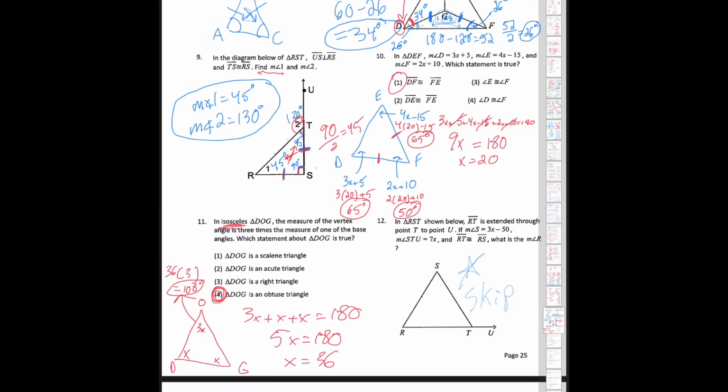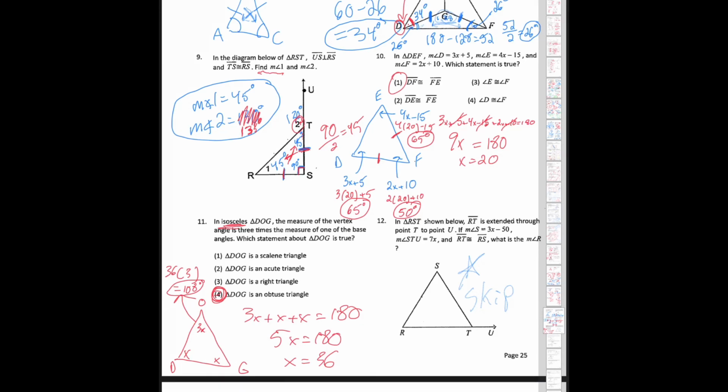Angle 2 lies along a straight line with this angle here. That means that they add to 180. So I subtract 45 from 180, and I get that angle 2 is equal to 135 degrees. Sorry, that's a miscalculation there.